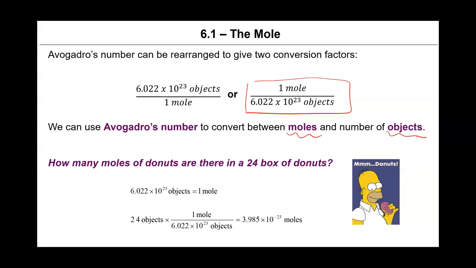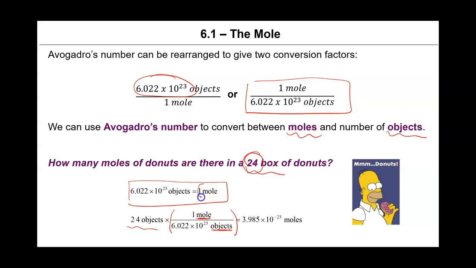A good example of this is if we were to consider how many donuts there are in a 24 box of donuts. Now, the number 24 is a lot smaller than Avogadro's number, so it's not going to be very many moles. So what we need to keep in mind is that there are 6.022 by 10 to the 23 objects, in our case donuts, in 1 mole, and we want to convert the number of objects, which is 24, into moles. So we have 24 objects, so we're going to multiply by the conversion factor that has objects on the bottom line and moles on the top line.